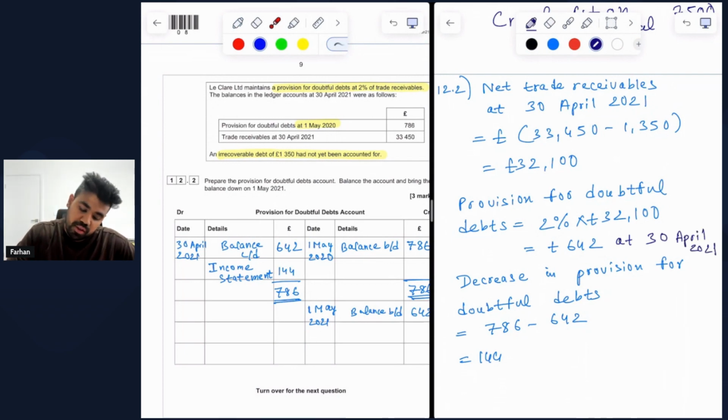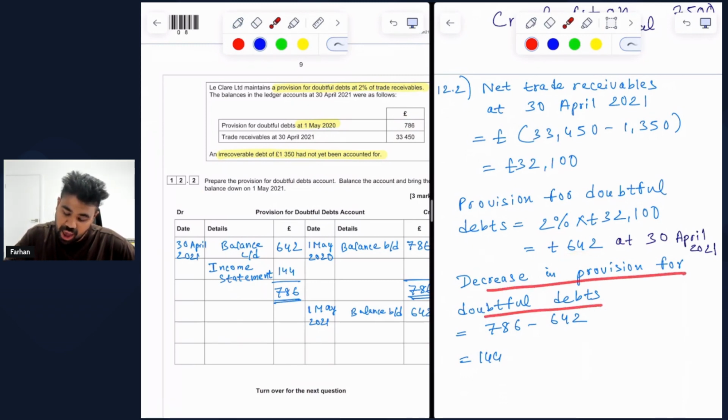Now, if you compare this to the amount that we had a year ago at 1 May 2020, which was £786, this has decreased to £642 a year later. So we understand that there is a decrease in provision for doubtful debts, and the difference, or the amount that it has decreased, is £144. Now, I want to ask you a question. Is this a good thing or a bad thing?